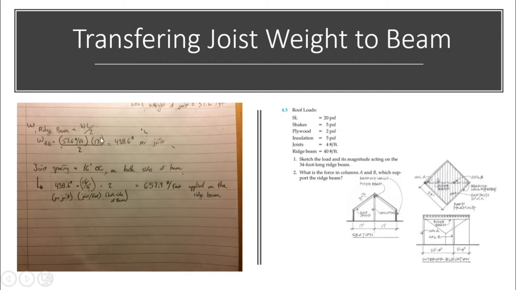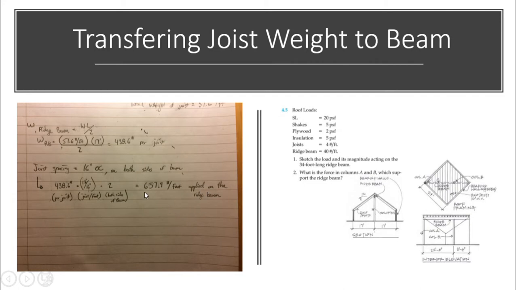So the ridge beam now has a joist on either side, spaced 16 inches on center. So we've taken the 438 pounds the joist is applying on the ridge beam, and we've adjusted that for the 12 over 16 spacing and multiplied that by 2 because of joists on either side of the ridge beam. This comes out to a 657.9 pound per linear foot applied on the ridge beam.